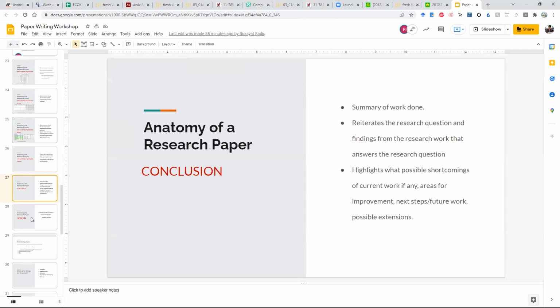And you should also highlight what possible shortcomings of the current work there are, if there are any areas for improvement, if you're considering any next steps or future work to build on your work, and possible extensions for this. And this, in addition to just being truthful about your own work, also adds another layer of subtlety to your work, that you did indeed think about these questions on your own, and you do understand the field, that can give reviewers more confidence that you know what you're doing and your work is valuable.